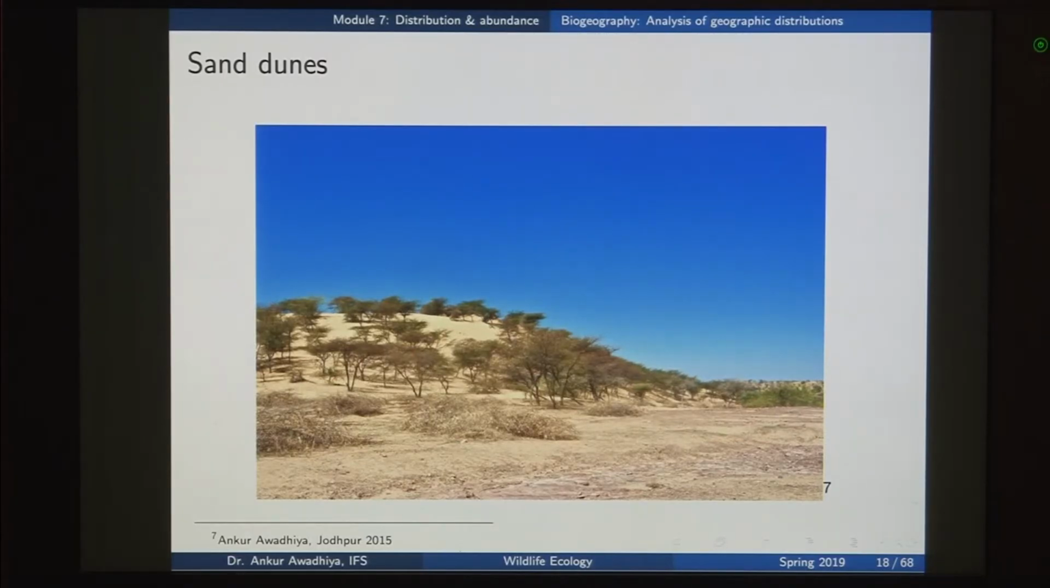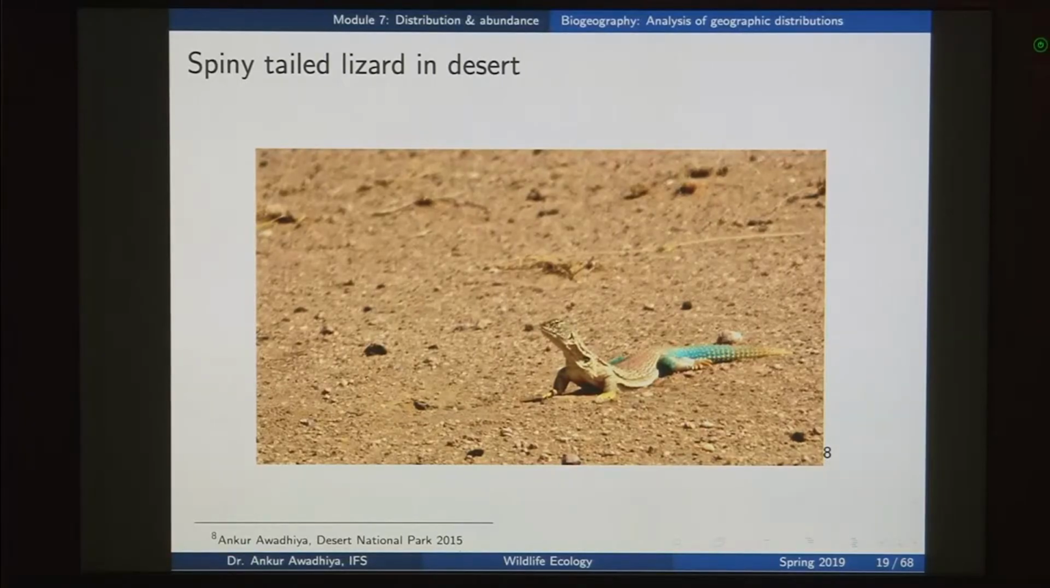And in this case, you will find very specialized species such as this spiny tailed lizard that is only found in this area. Now, again, if you ask this question, why do you have this spiny tailed lizard in this area? The answer would be because this particular species is adapted to this area, plus the conditions in this area are so harsh that the predators of this particular species are not able to live in this area. Otherwise, if you have a large number of predators in this area, they would eat up all the spiny tailed lizards that are found in this area.